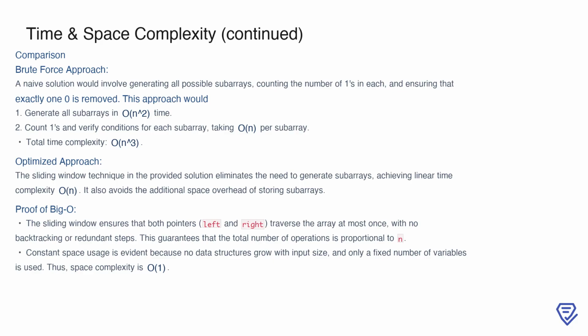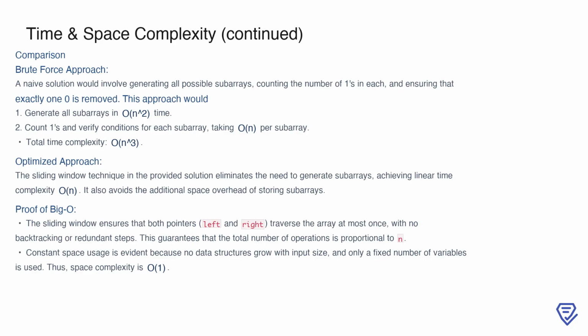Let's compare this optimized sliding window approach to a brute force method. A naive solution would involve generating all possible subarrays, counting the number of 1's in each subarray, and ensuring that exactly 1 zero is removed. Generating all subarrays has a time complexity of O(n squared), and for each subarray, counting the 1's and checking the conditions would take an additional O(n) time. This results in a total time complexity of O(n cubed) for the naive approach.